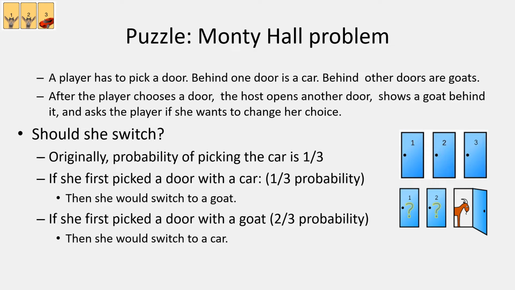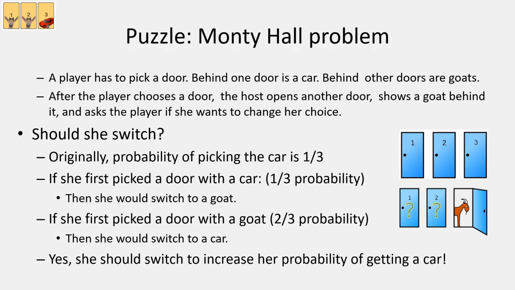So now you see that switching looks a lot better, because even though originally all the choices were the same, now if she switches, she gets a car with 2/3 probability, and if she doesn't, she only gets it with 1/3 probability. This is quite counterintuitive, because you may say, wait a moment, why should it matter? The car didn't move, the goat didn't move, nothing moved.